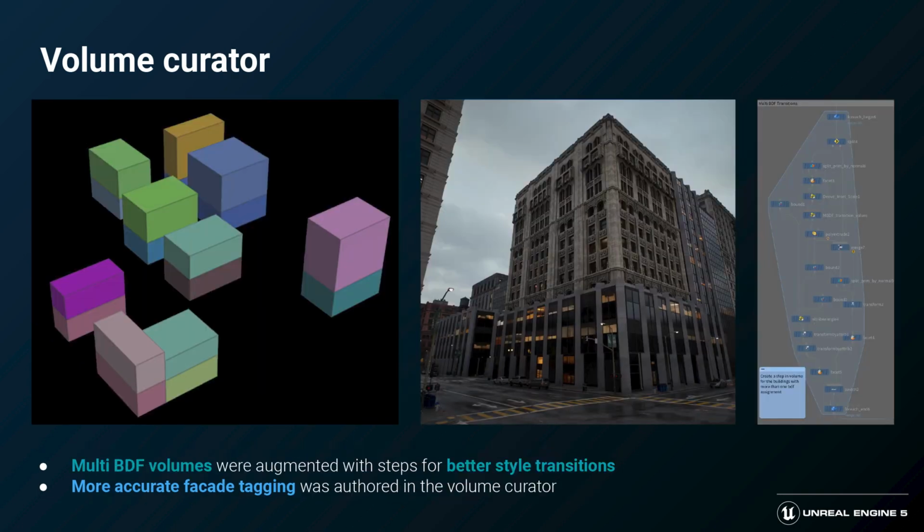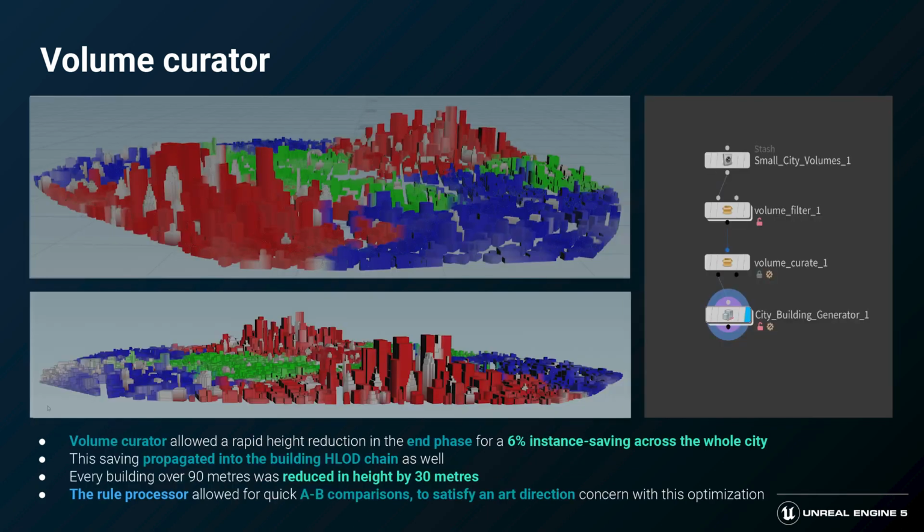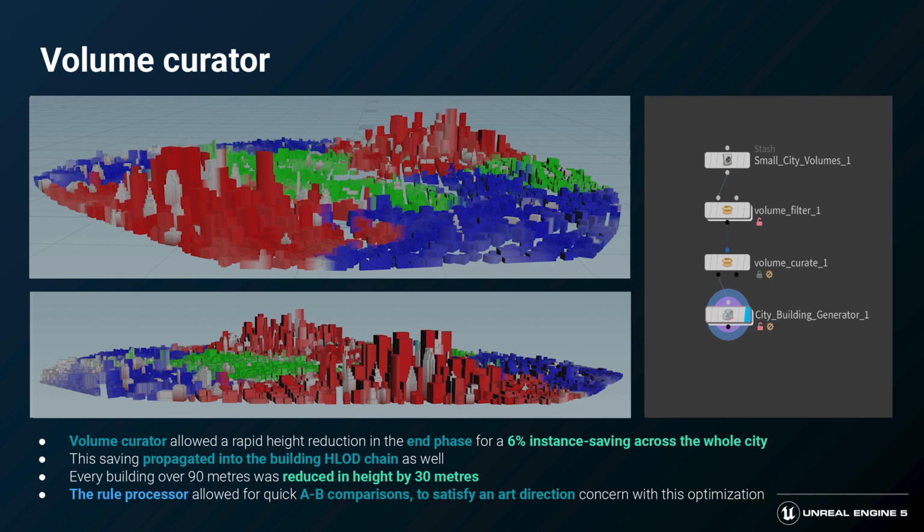Multi-BDF volumes were given steps to hide transitions of the building styles. Multi-BDF style combinations were also tweaked following art direction concerns. The volume curator also allowed for optimizations late in the project. Memory was a concern, so the global height of the cityscape was reduced in certain height ranges, allowing a surgical strike without potentially causing a butterfly effect had this change been further upstream in the city graph. The volume curator was also used to target specific problematic building volumes and associated metadata.